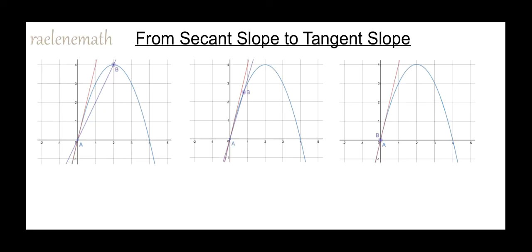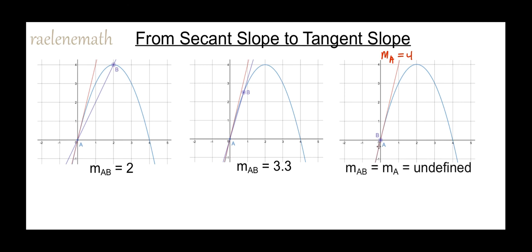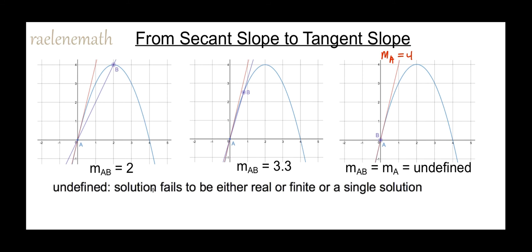So here are a few pictures to summarize. The first secant slope is a slope of 2. The next one is 3.3, which is getting closer to the tangent slope at point A to the curve, which was 4. But when we actually let point B equal point A, be on top of it, we get that the slope is undefined. Now recall that being undefined means that a solution fails to be either a real or finite or single solution.